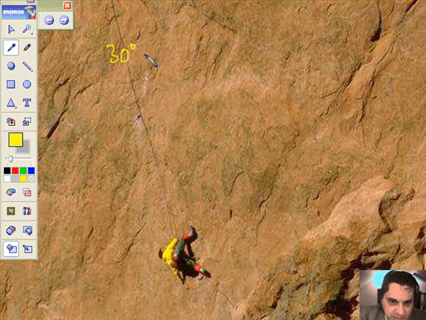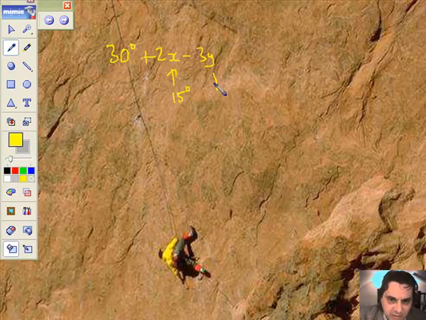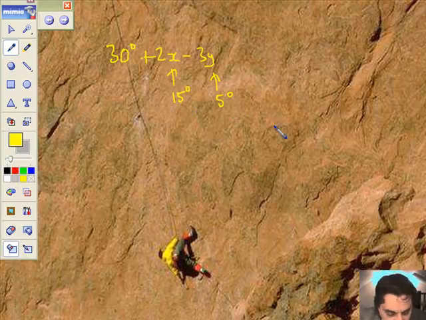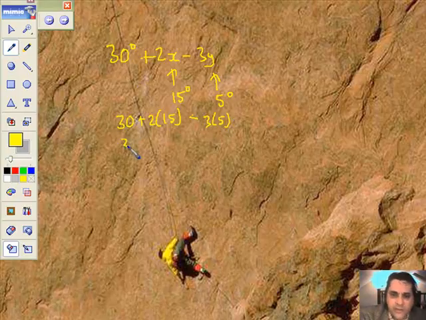I've got 30 degrees plus 2x minus 3y, and I'm told x is 15 degrees, and I'm told y is 5 degrees. Remember, we can use a calculator in this unit and find the value of each expression. So what have I got? I've got 30 degrees plus 2 lots of 15 for the x's, take away 3 lots of 5 for the y's.